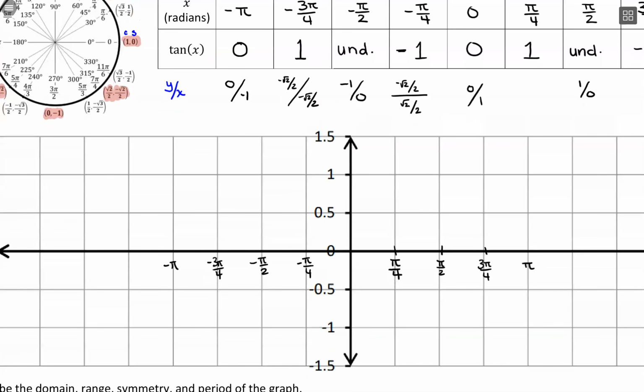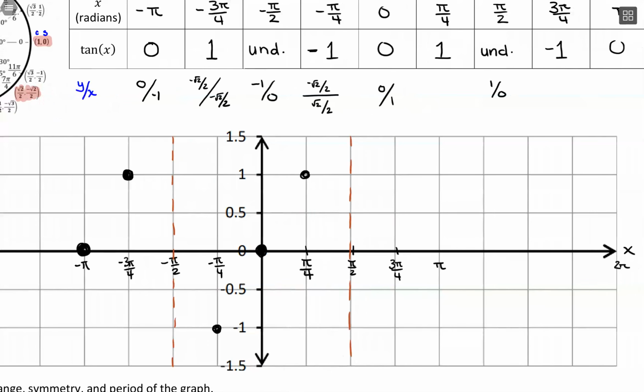All right, so at negative pi, we had a value of 0. So I have a point there. And at negative 3 pi over 4, we're at positive 1. At negative pi over 2, it's undefined. And what that's going to show up as is a vertical asymptote. It'll be a line that we can't cross. We're undefined there. At negative pi over 4, we're at negative 1. At 0, we're at 0. So we go through the origin with this graph. At pi over 4, we're at positive 1. And then at pi over 2, we're going to have a vertical asymptote.